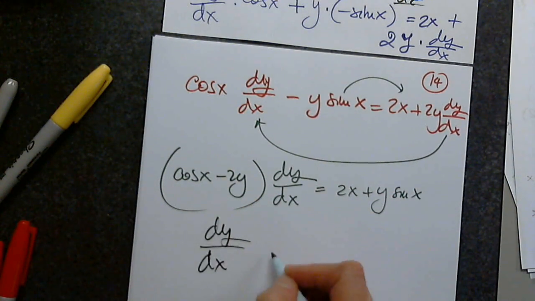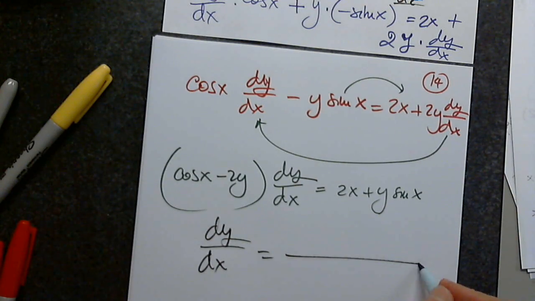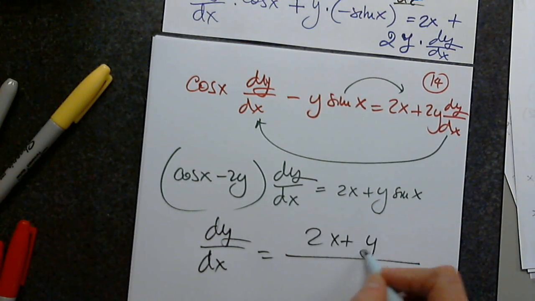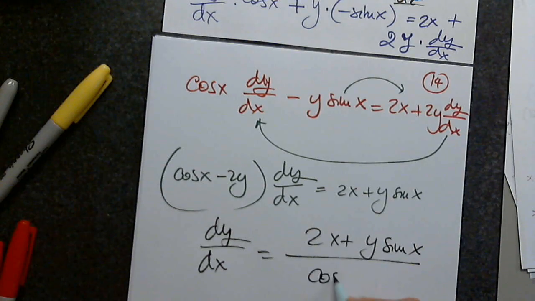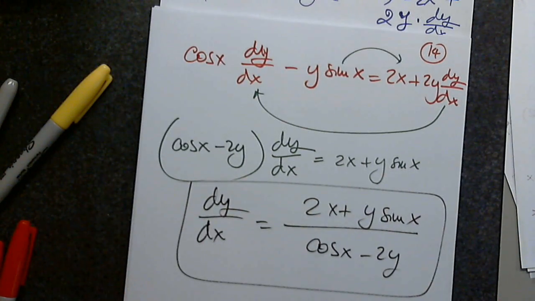Final step: divide the other side by cosine x minus 2y. Very good. No one can simplify this. No one can do anything else here.